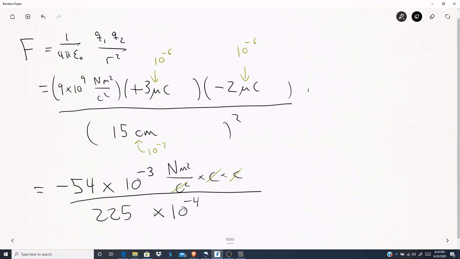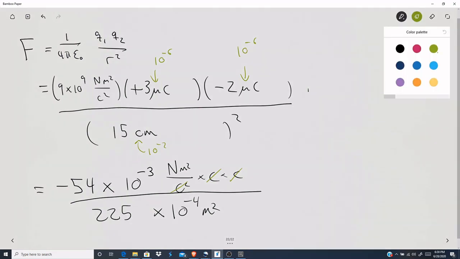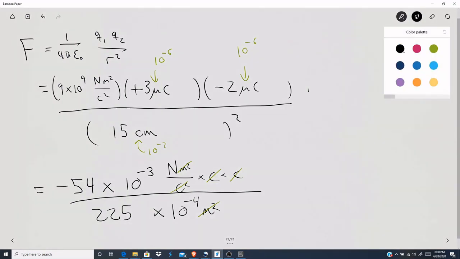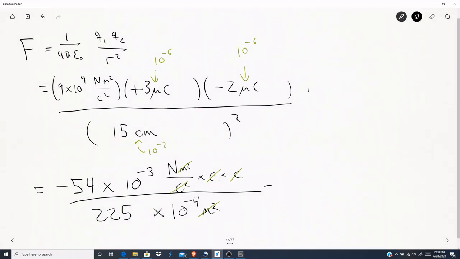The units of the bottom will be meter squared, because it's a meter times a meter, or it's just the distance squared. That meter squared will cancel the meter squared in the top, so now the units are just newtons. So I am now in a position to finish the arithmetic.